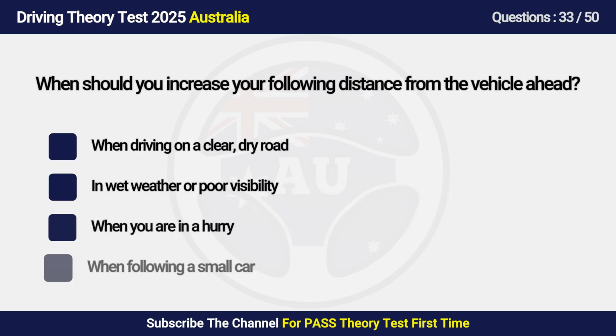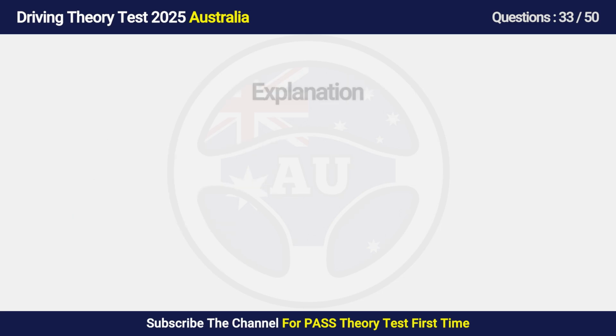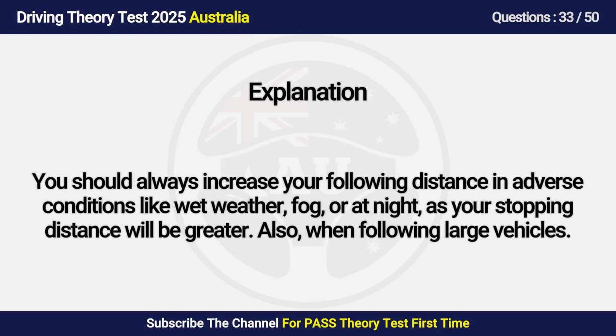Question 33. When should you increase your following distance from the vehicle ahead? A. When driving on a clear, dry road. B. In wet weather or poor visibility. C. When you are in a hurry. D. When following a small car. Answer is B. In wet weather or poor visibility. You should always increase your following distance in adverse conditions like wet weather, fog, or at night, as your stopping distance will be greater. Also when following large vehicles.